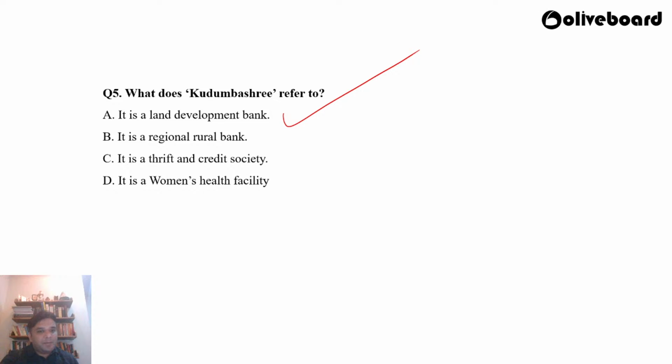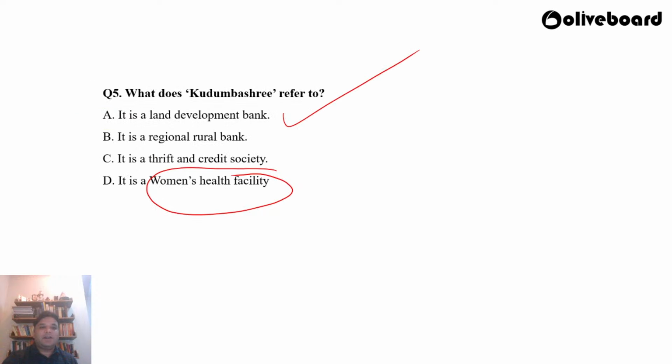It is a land development bank. It is a regional rural bank. It is a thrift and credit society. It is a women's health facility. What do you think is the correct answer? What does Kudumbashri refer to? A, it is a land development bank. B, it is a regional rural bank. C, it is a thrift and credit society. D, it is a women's health facility. What do you think is the correct answer?